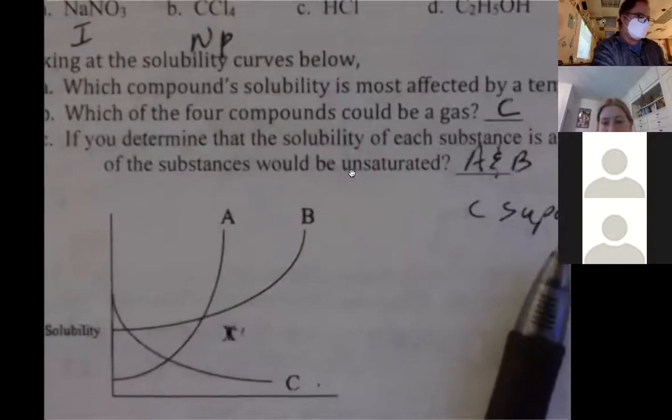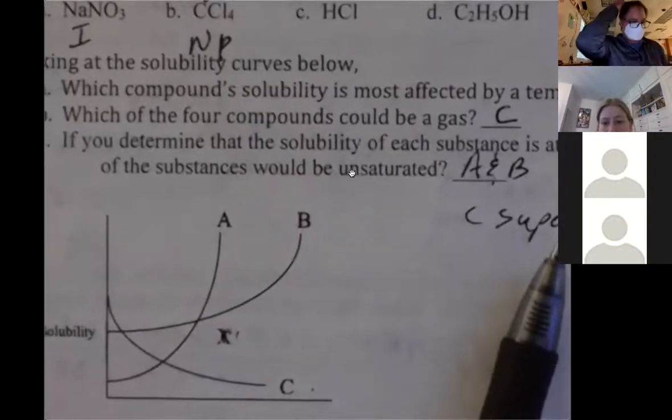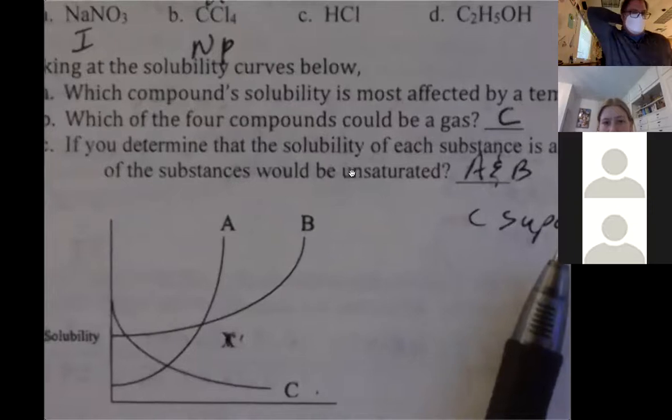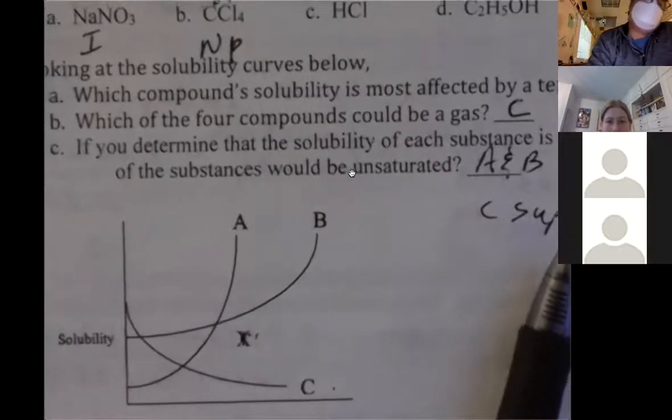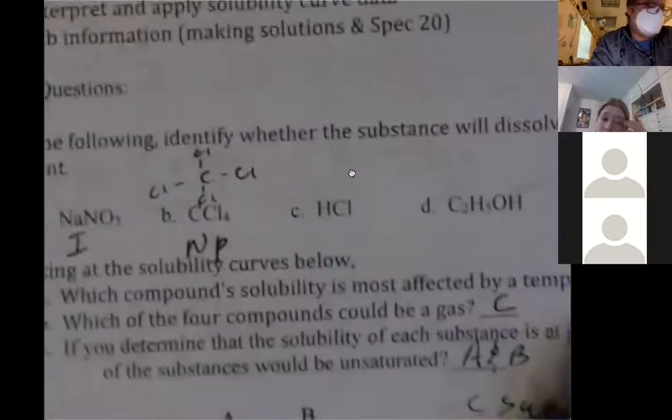Cool. You could probably look up solubility curves, and some type of quick video on it may help you on both types of those questions. Okay. Or review the sheet that you did. Any others?